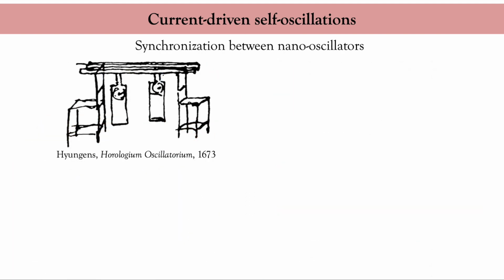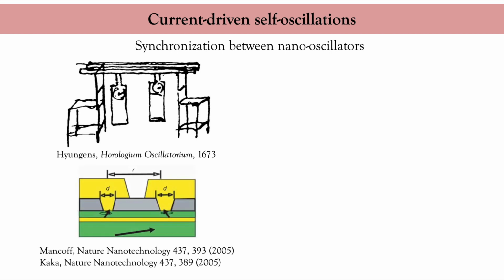Exciting one oscillator is fine, but coupling many of them is even more fun. This is something that Huygens realized a long time ago. He hung two pendulum clocks on the same wall and realized that they tend to synchronize. One can do the same with spin torque oscillators, as demonstrated by two groups from NIST, Hitachi, and Freescale.